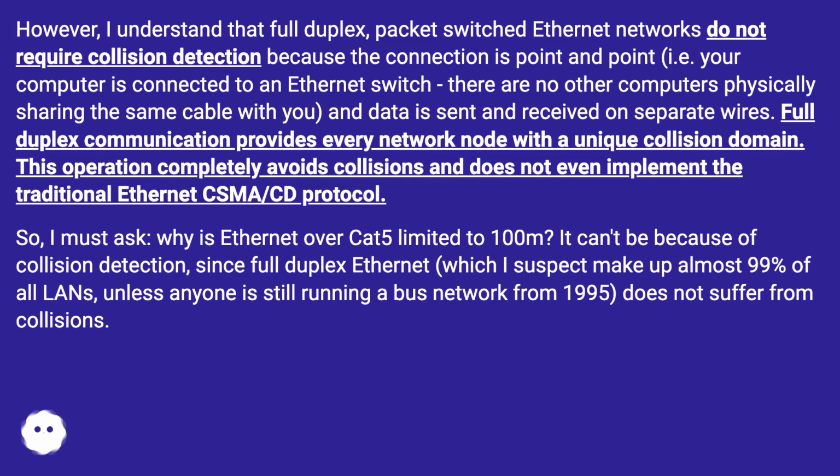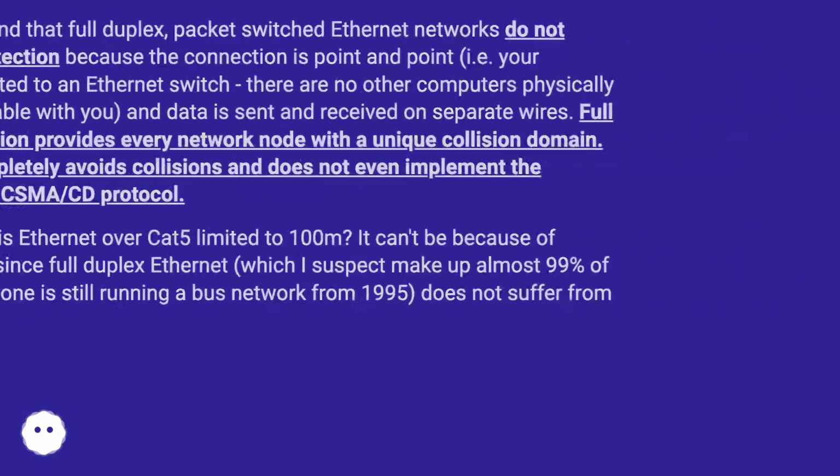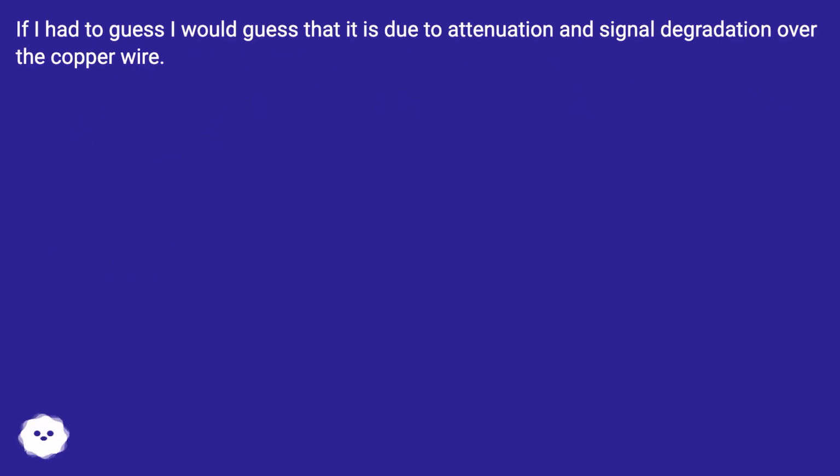So, I must ask, why is Ethernet over CAT5 limited to 100 m? It can't be because of collision detection, since full duplex Ethernet, which I suspect makes up almost 99% of all LANs, unless anyone is still running a bus network from 1995, does not suffer from collisions. If I had to guess, I would guess that it is due to attenuation and signal degradation over the copper wire.